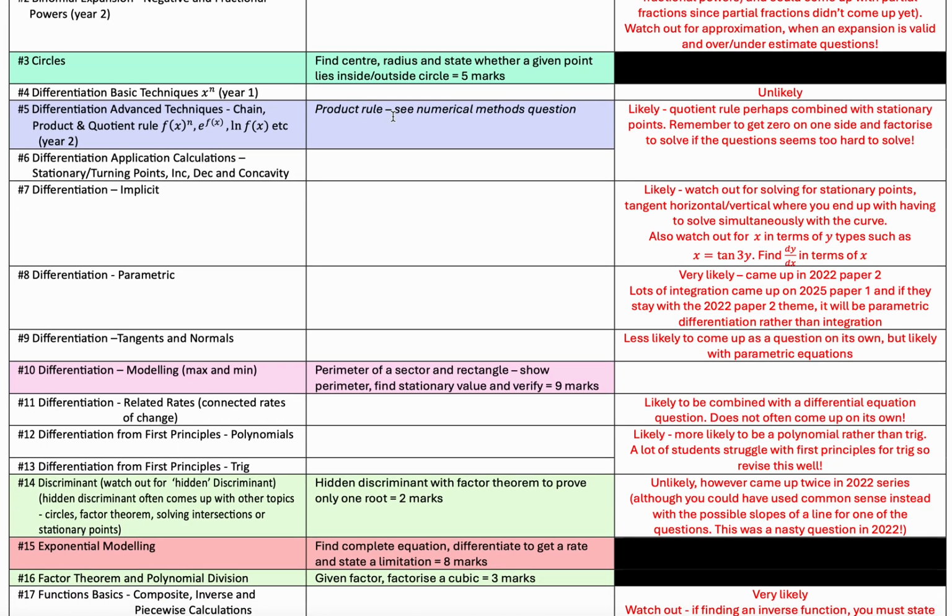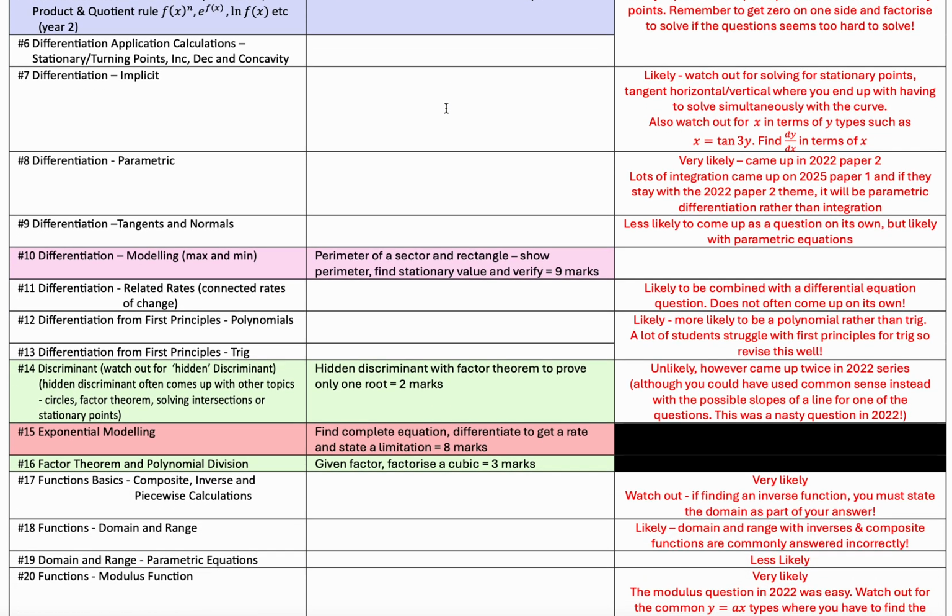Differentiation did come up with product rule in the numerical methods question, but it didn't come up with quotient rule from a quick glance. So could come up again with stationary points. Implicit doesn't come up every paper and not all that much.